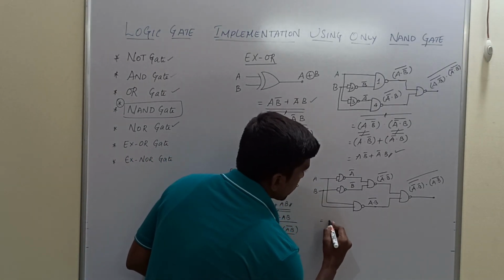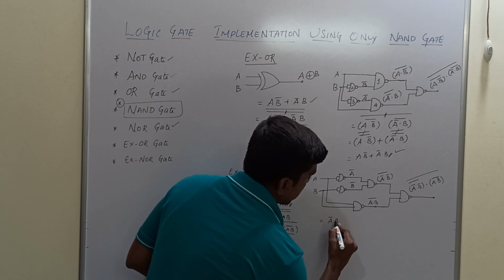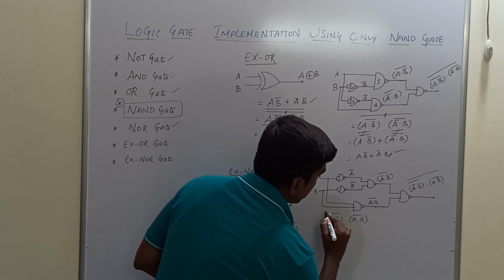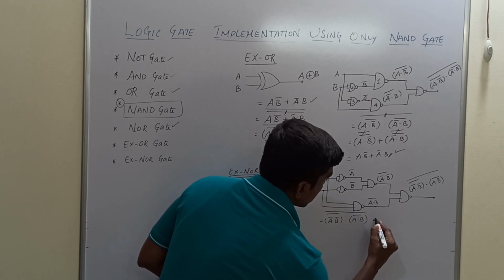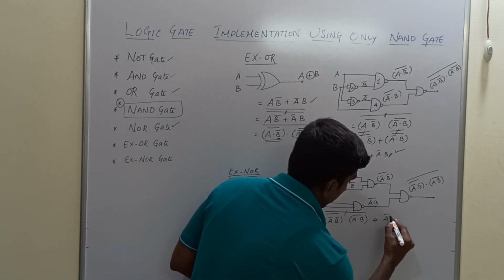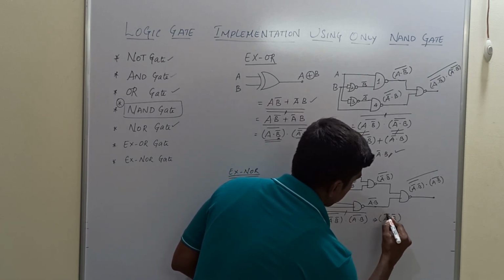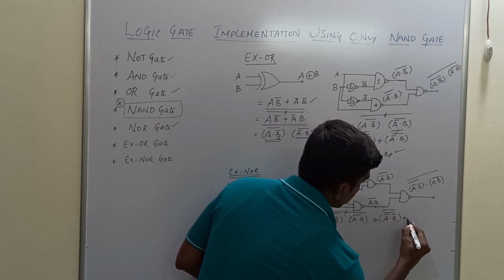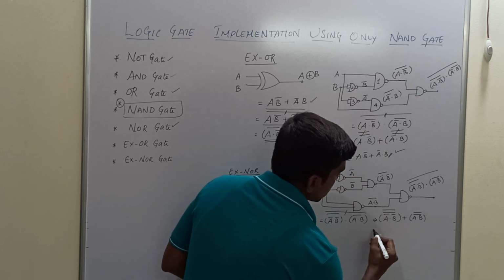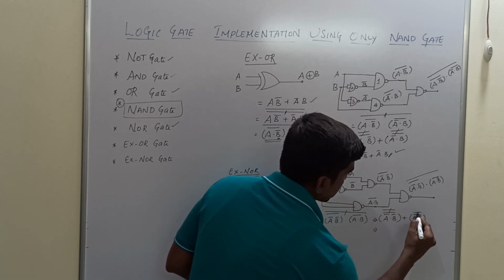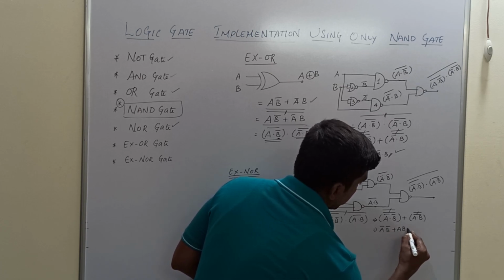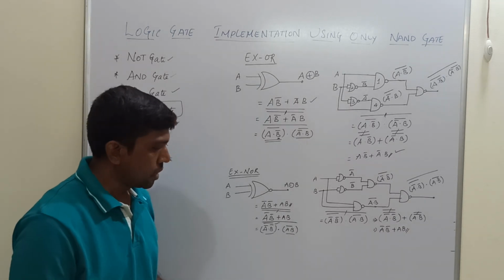Now I prove. (A bar dot B bar the whole bar) dot (A dot B the whole bar), then bar. I just apply De Morgan's theorem. So break the bar, change the sign. A bar dot B bar the whole bar, plus A dot B, double bar. So this bar cancels. The final answer is A bar B bar plus AB. So these two Boolean expressions are the same.